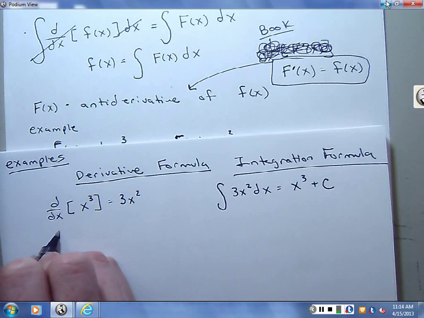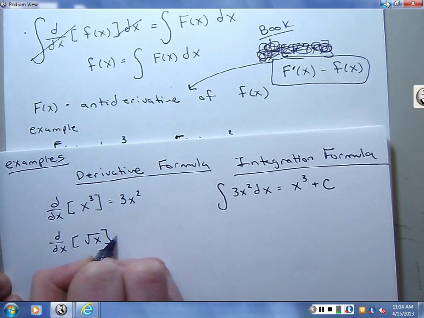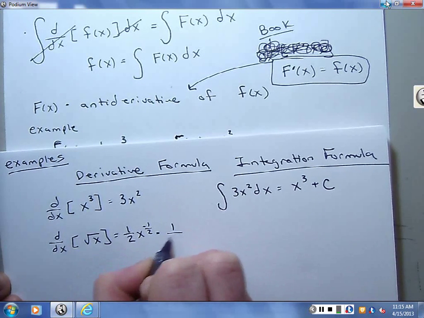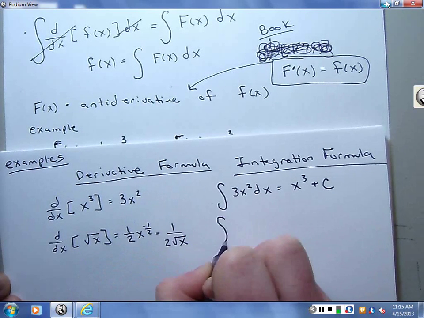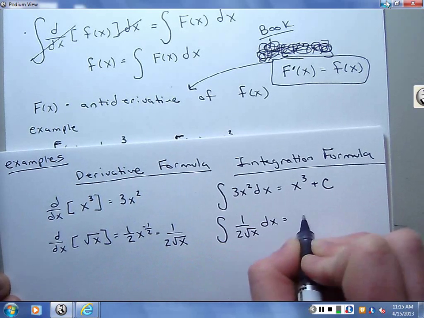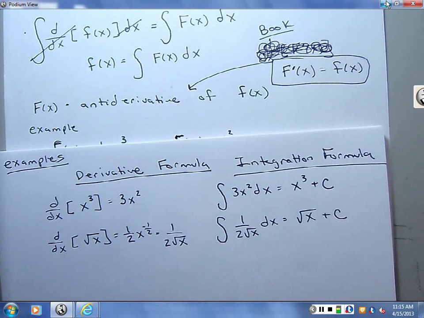Let's say the derivative with respect to x of square root of x. Well, we know that's 1/2 x to the minus 1/2, which I can write as 1 over 2 square root of x. So this is saying if I integrate 1 over 2 square root of x with respect to x, I get the square root of x plus c. It's easy to see when we go through these examples.